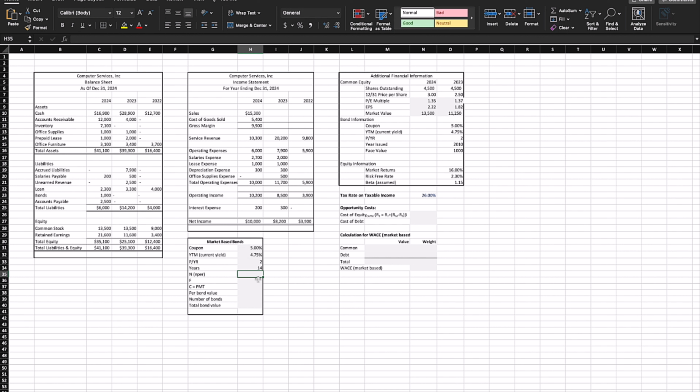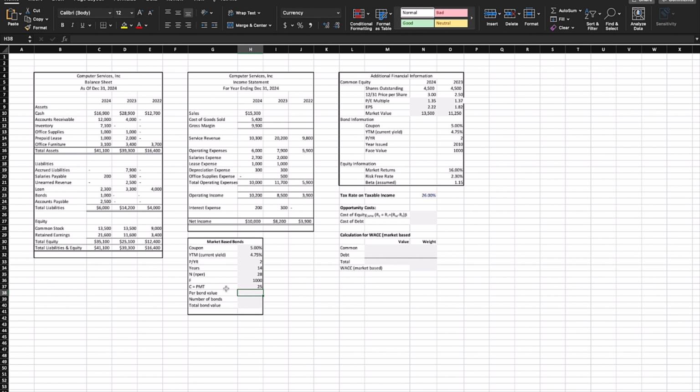Our N is going to be our number per year. So this is going to be our PYR times our years outstanding of 28. Our face value, like we've said for this class, is going to be purely $1,000 increments. Our C is going to be our face value times our coupon rate divided by the 2 periods per year. Make sure these are in brackets.